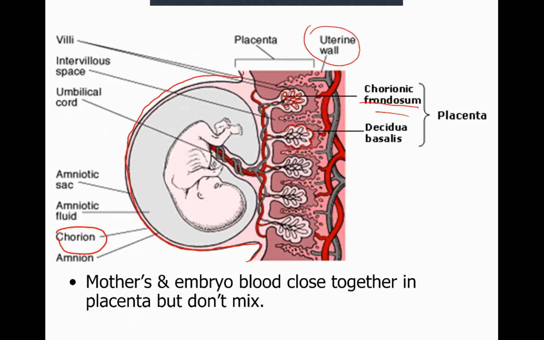Okay. Right. So you can see that the mother's and the embryo blood is very close together. This is the embryo blood, right? And this is the mother's blood. So they are very close together, but they are not mixed. Okay, itulah function placenta lah. So placenta has a very huge function for both benefit of the mother as well as the fetus.